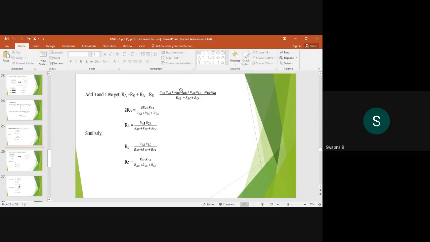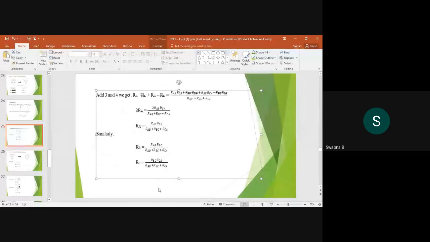For the numerator, you just add it as it is. RC and minus RC cancel. Then RA plus RA is 2RA. Here, in RAB RCA, the plus term and minus term get cancelled, so I'll write 2 into RAB RCA. Now this 2 gets cancelled. Finally, we get the answer: RA is equal to RAB RCA divided by the sum of all three resistances present in the delta network. So this is the formula for RA.